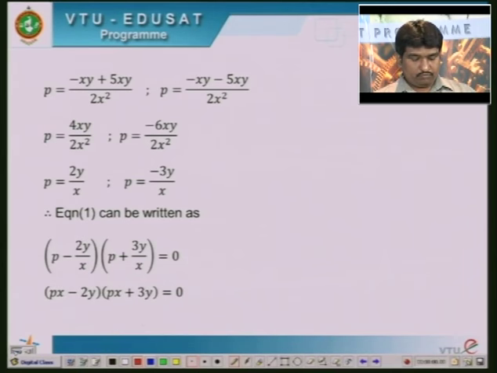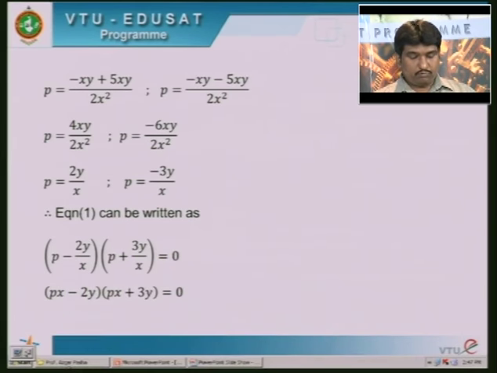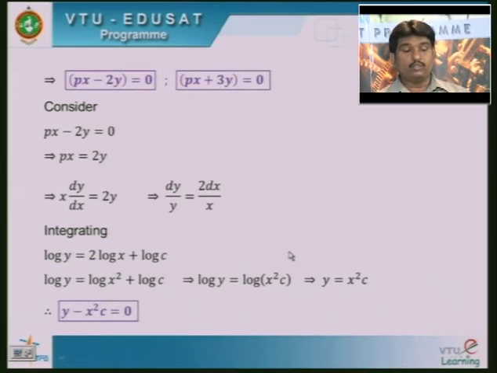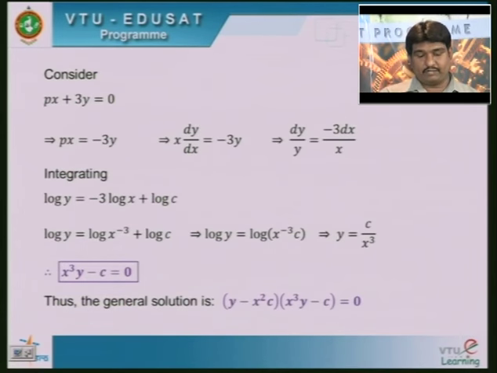Equate it: px minus 2y into px plus 3y equals 0, and then solve them to get solutions as usual. y minus c x square equals 0 is the solution of px minus 2y equals 0, which is obtained by separating the variables. And the solution of the second differential equation, px plus 3y equals 0, is x cube y minus c equals 0. Therefore, the general solution is y minus c x square into x cube y minus c equals 0.